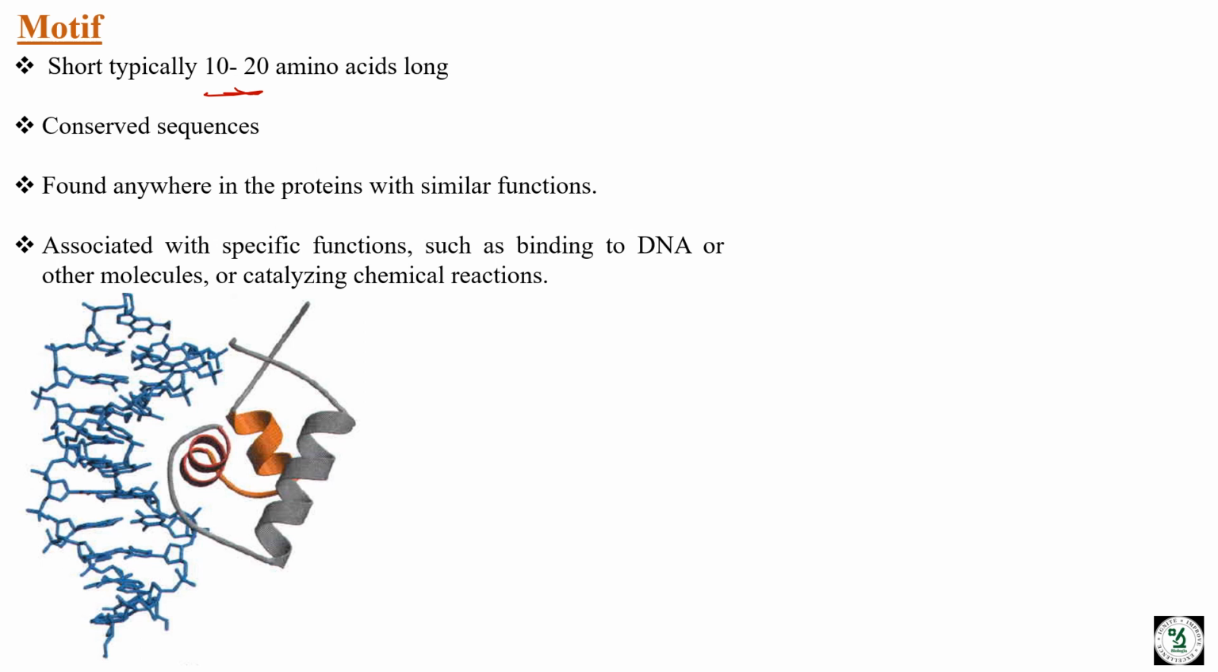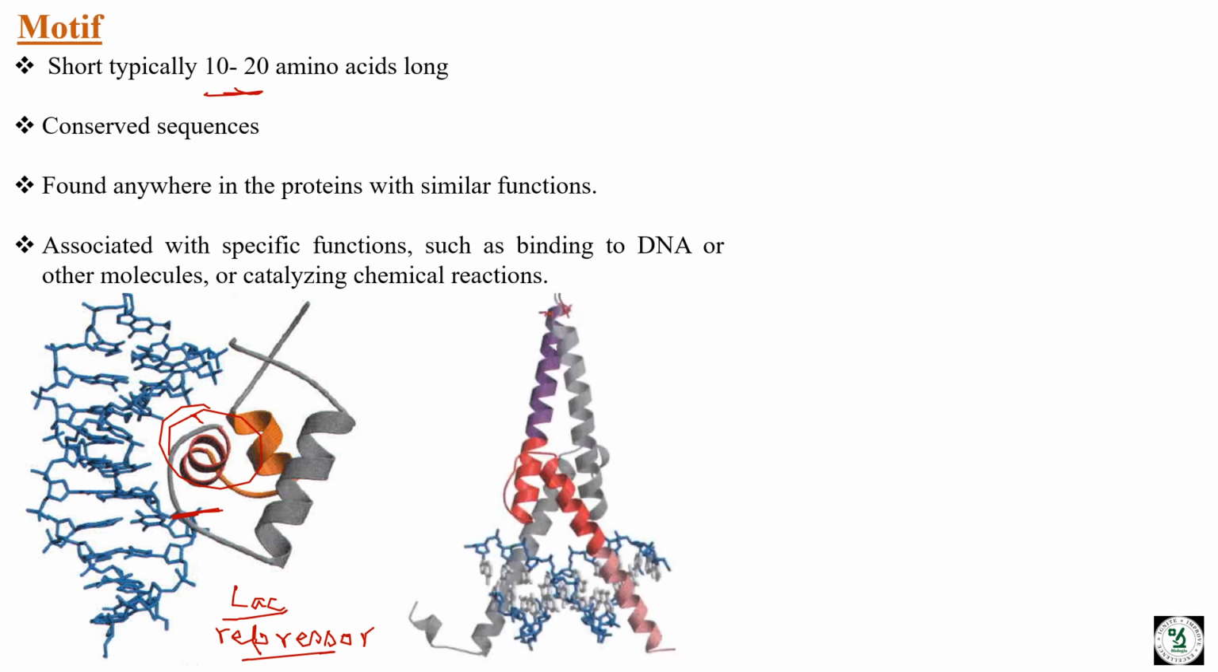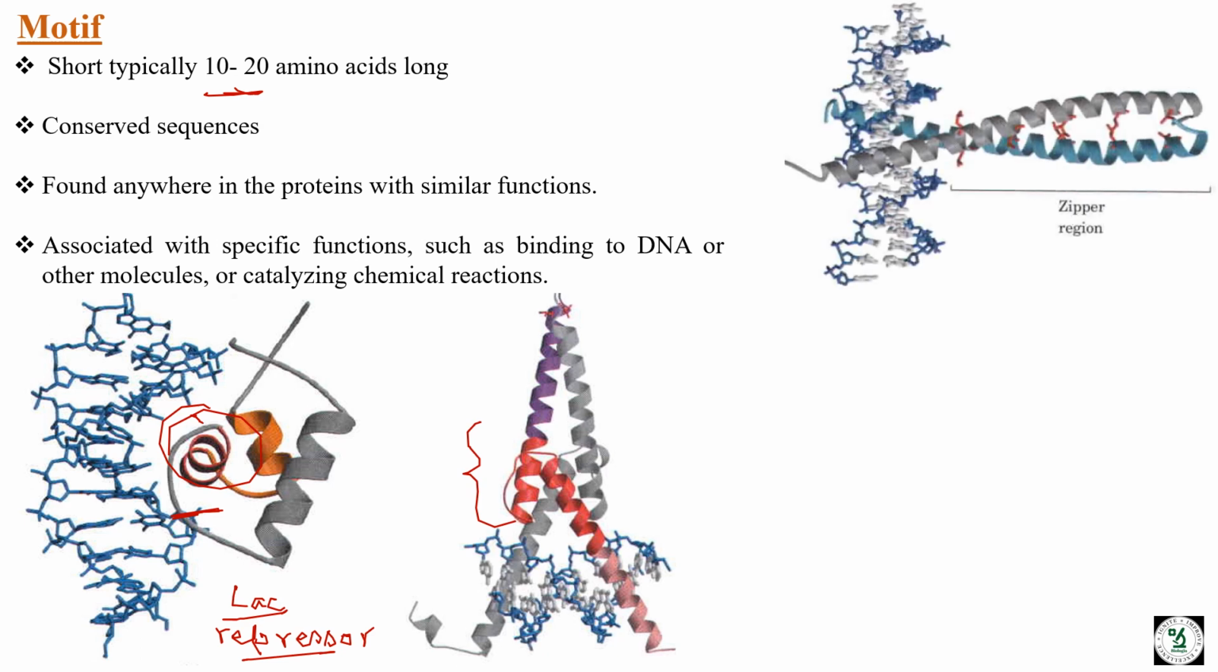One is the helix turn helix motif. This is a lac repressor protein containing helix turn helix motif. So this is a helix turn helix motif. Next, this is a protein containing helix loop helix motif. Next is the leucine zipper motif.